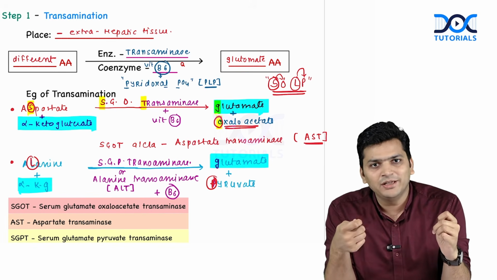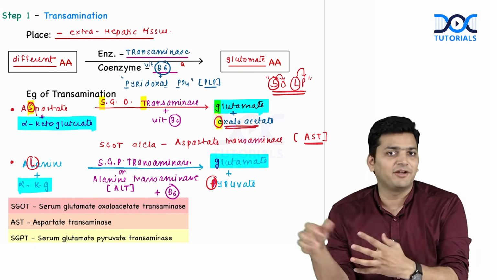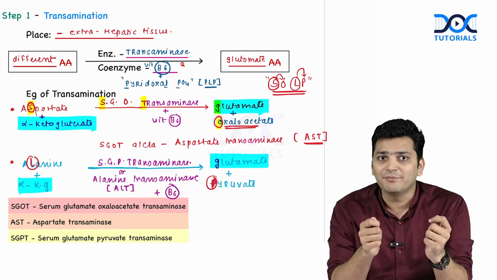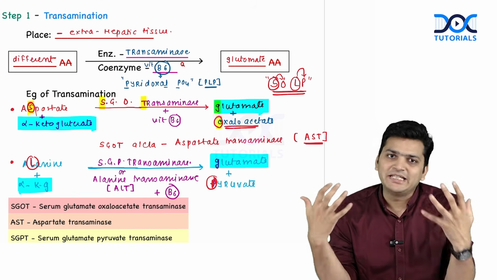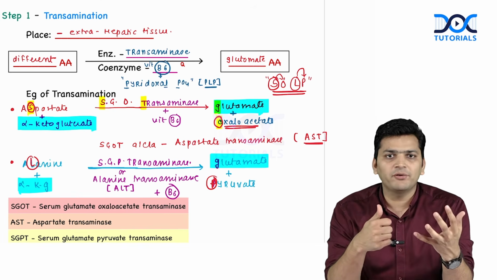Why to glutamate only? Why not to glycine? Why not to any other amino acid? Because glutamate has a property. It can easily donate which group? It easily donates the ammonia. And this is what we wanted, right?